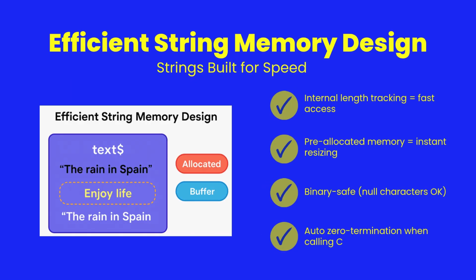SheerPower strings come with superpowers. They store their own length, handle binary safely, and avoid reallocations. You get performance and compatibility, without writing a line of buffer logic.